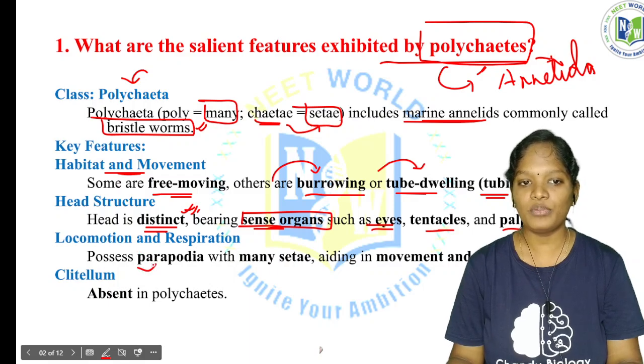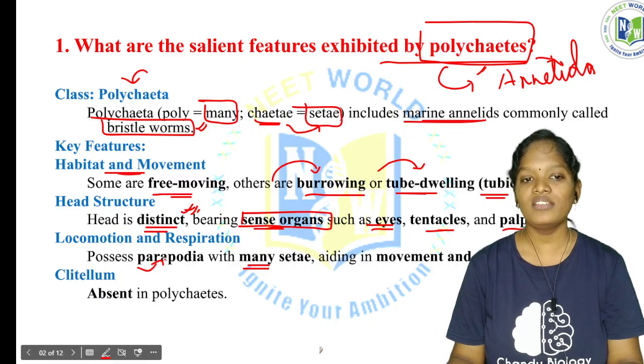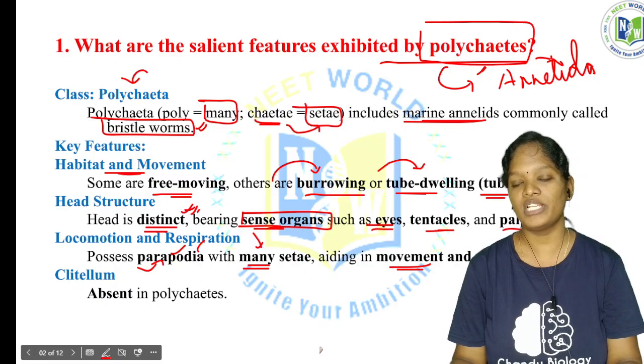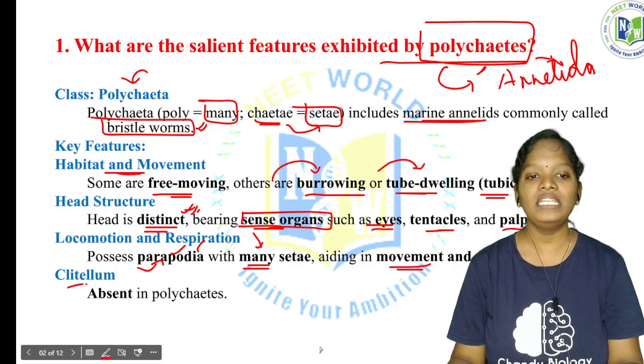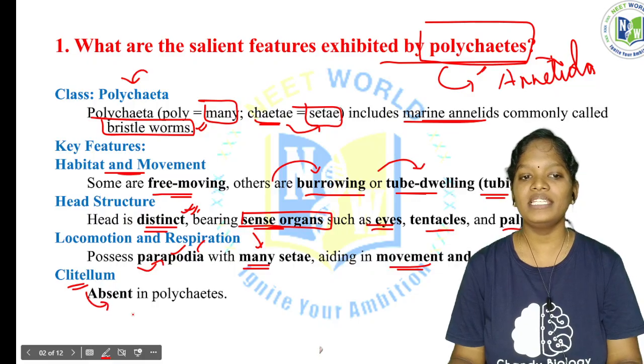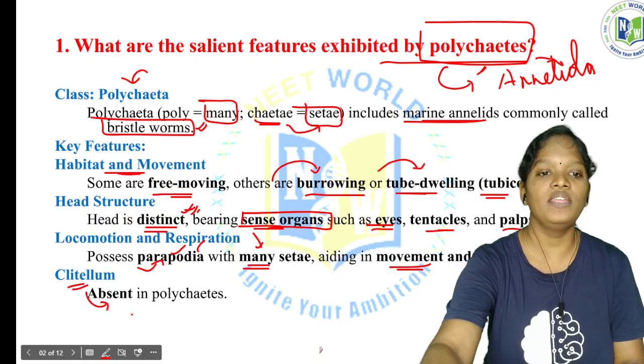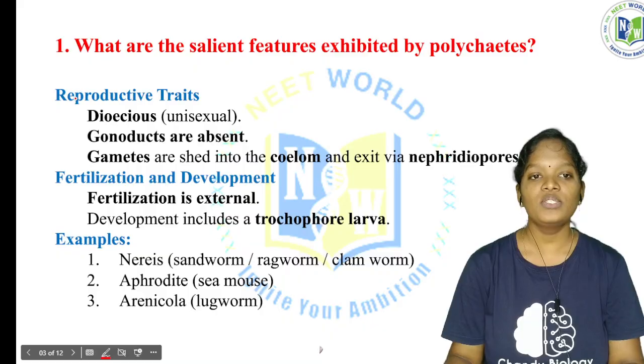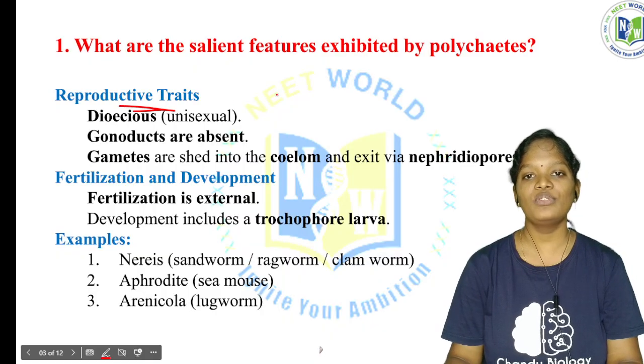Okay, so locomotion and respiration. Here it possesses parapodia and many setae. See, what is the function of the parapodia? With many setae, they are involved in movement as well as the respiration process. Clitellum: here the clitellum, which is involved in reproduction, is absent. So what are the reproductive traits of polychaetes?